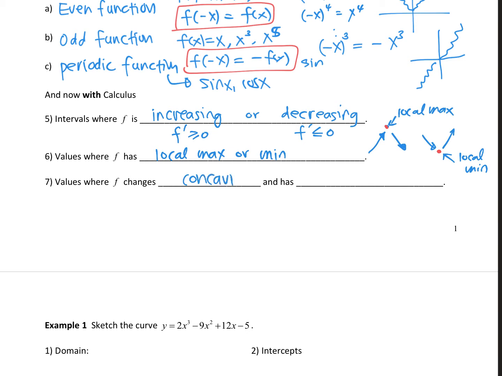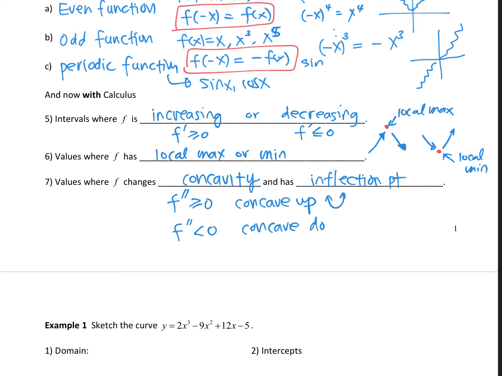Another thing is concavity and the inflection point. Concavity is determined by the second derivative. If it's positive, that means it's concave up, like the happy face. If the second derivative is negative, then it's concave down, like the sad face, right? An inflection point is when the concavity changes. So those are what we've talked about in previous sections.